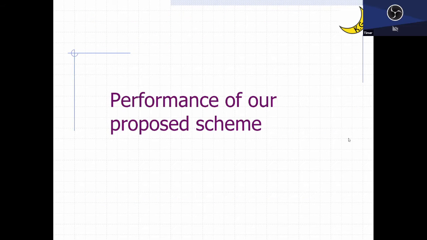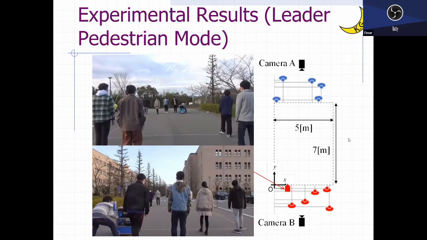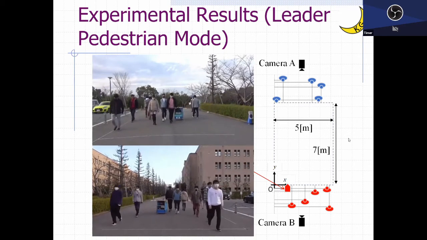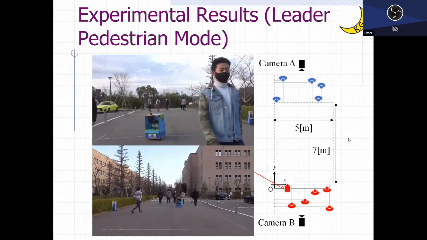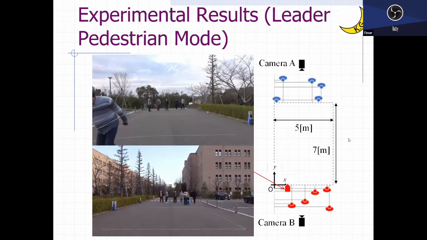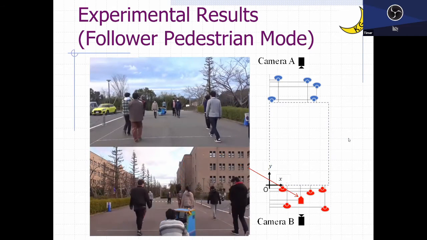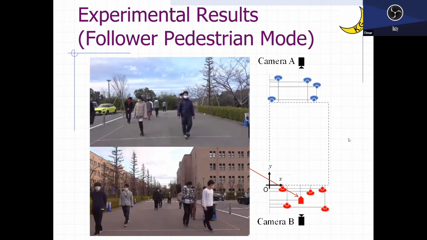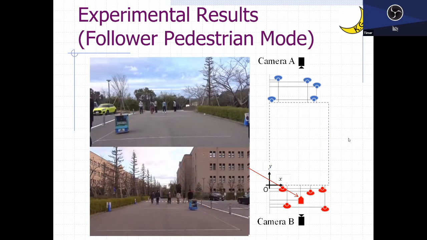I show the performance of the proposed scheme. Our prototype is here, first in the leader pedestrian mode. The robot traveled on a trajectory to avoid the oncoming pedestrians as a leader pedestrian. After that, other pedestrians moving in the same direction passed the robot, so the robot switched to the follower pedestrian mode. And this is the follower pedestrian mode. A pedestrian in front of the robot was targeted for following immediately after the start, and the robot completed the crossing by simply following the target pedestrian.